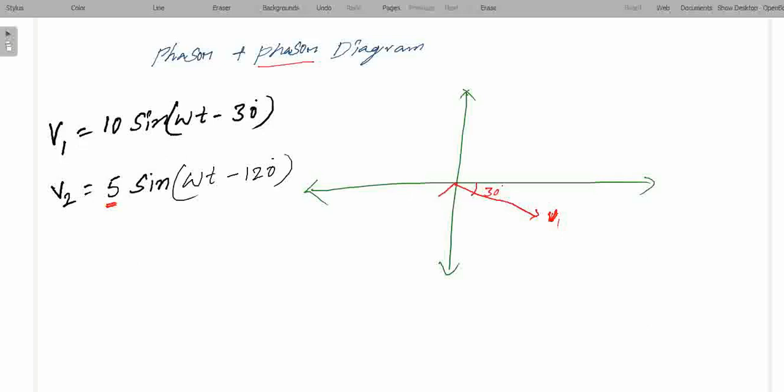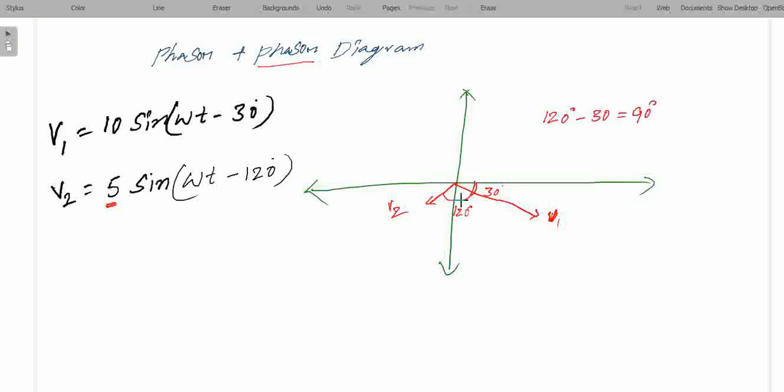So this is your V1, but V2 is making an angle of 120 degrees. Now tell me whether V1 and V2 are in phase or out of phase. They are absolutely out of phase. What is the phase difference? Phase difference is 120 degrees minus 30 degrees, that is equal to 90 degrees.